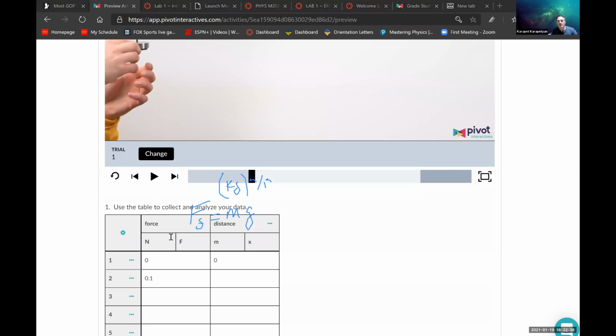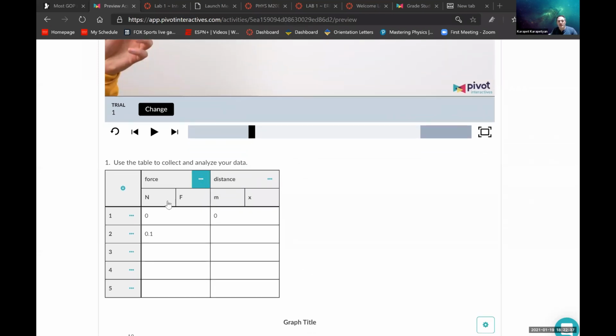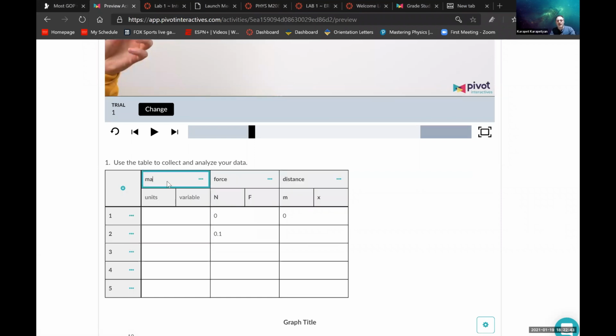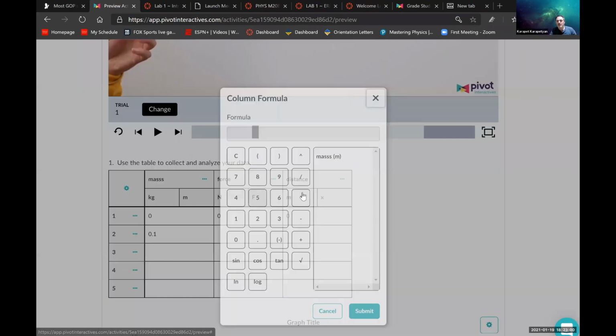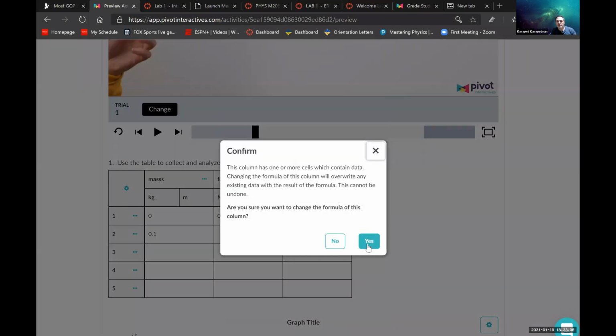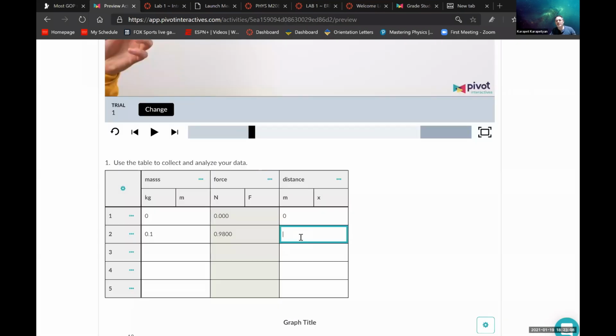That means take how much mass you have in grams, convert to kilograms, times 9.8, and that will allow you to find the force. If you really want, and hopefully at this point you're more comfortable working with pivot, you can make a column to the left of it and say this is mass in kilograms, m. So when mass is 0, that's 0. But then when this is 0.1, the force is going to be the mass times 9.8. And that gives you the force. Then measure the distance when you have this.